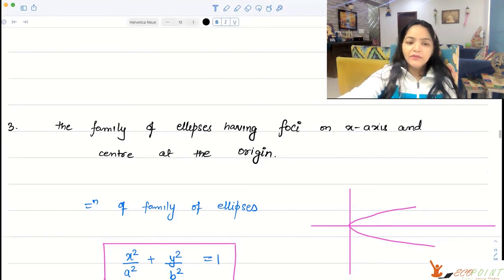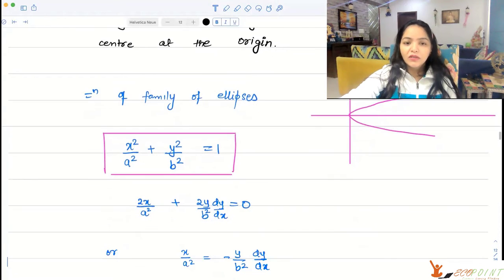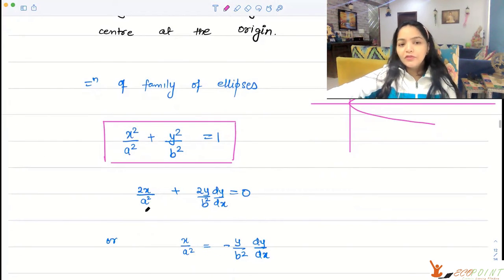So it would mean that we are talking about a situation where, first of all, for any family of ellipses, if you differentiate it, now you have two parameters a and b here. So if you differentiate, you'll have 2x upon a squared plus 2y upon b squared dy by dx equals 0. Or in other words, I have taken it in this form: x upon a squared equals minus y upon b squared dy by dx.